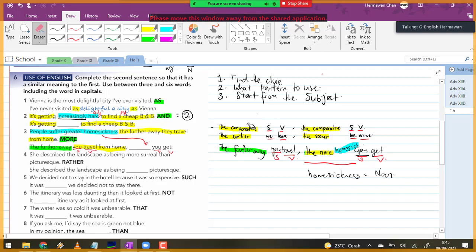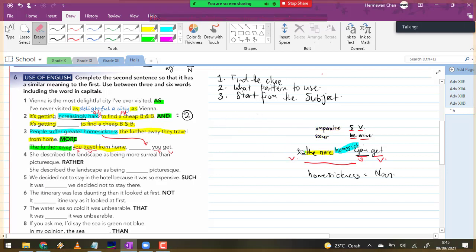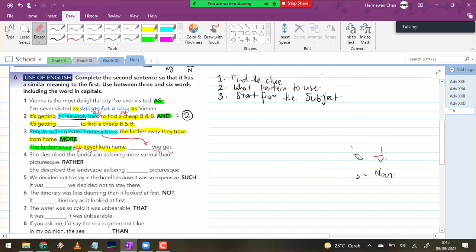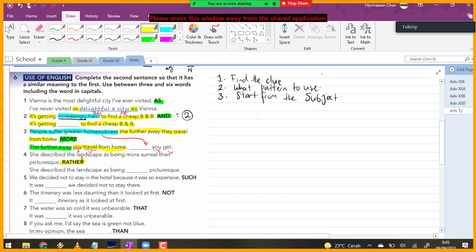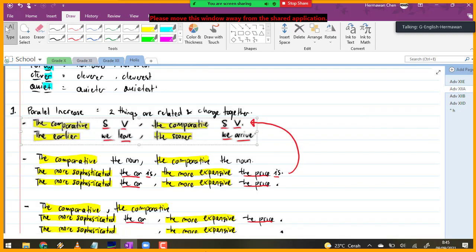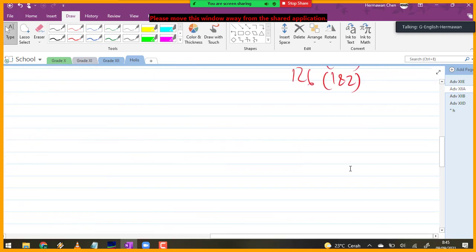None? Okay. Let's continue to number 4. For number 4, the clue is given, guys. Rather. That's the clue. Let's take the pattern. Rather means you have to use rather than.